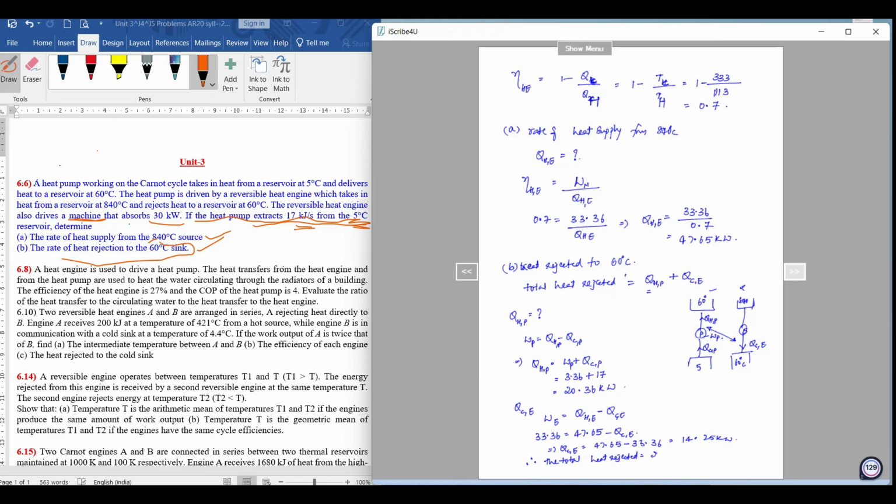So the total heat rejected will be 20.36 plus 14.25, which is 34.61 kilowatt. That's how we have to do the problem. So you don't just simply see the solving of the problem, you have to see how we approach the solving of the problem. That is more important.